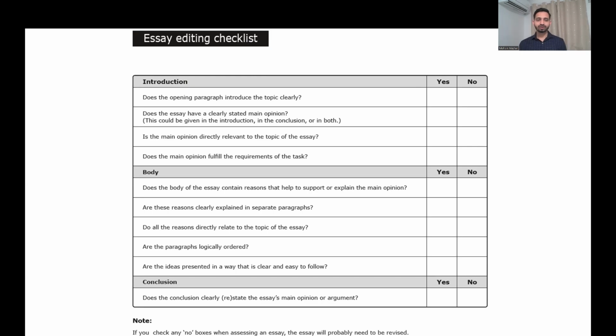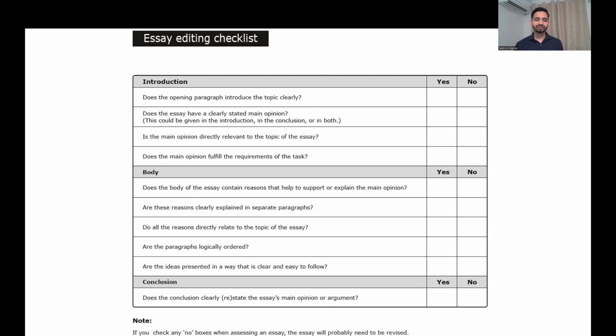Now let's talk about the body, right? What are the things that we should look for in our body? Number 1, does the body of the essay contain reasons that help to support or explain the main opinion? Are you including reasons that are supporting and explaining the main opinion that you presented in the introduction?